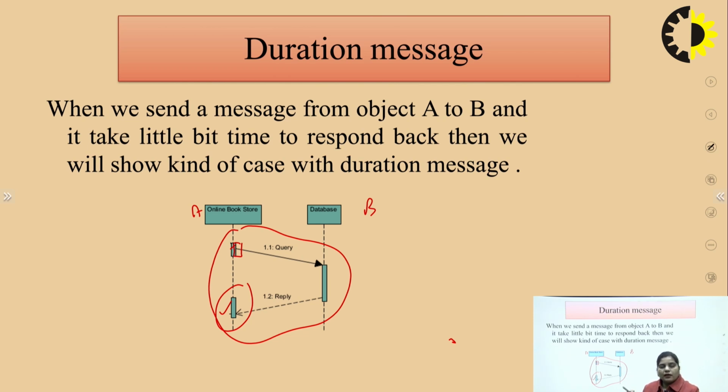So whenever we send a message from one object to another, if in any case it takes a little bit of time to respond back, then we show such cases with symbols like duration messages, showing that this particular occurrence of an event has taken this period or duration of time.